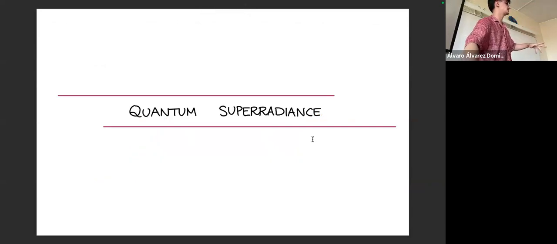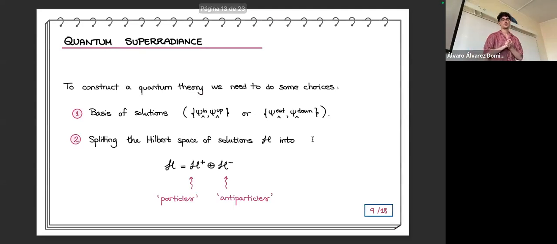Quantum superradiance, which is my main focus. Okay, so we do not have classical superradiance with fermions, but do we have quantum superradiance with fermions? Do we have pair creation around the black hole? Well, for constructing a quantum theory, we need two elements. Well, actually one, but we can divide it in 2 steps.